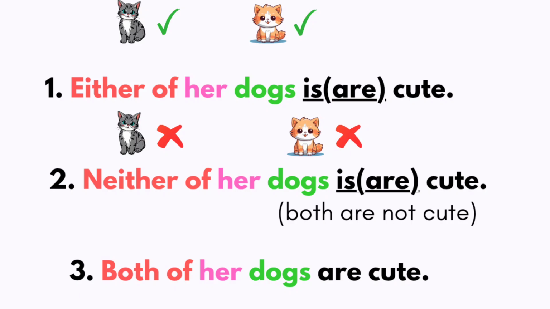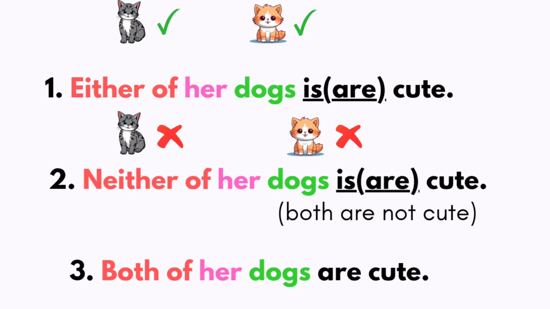Another way of saying it is "either of her dogs are cute." Here we are using either, which means one of two options. So we don't consider both, right? Either of her dogs is cute. We consider only one dog.